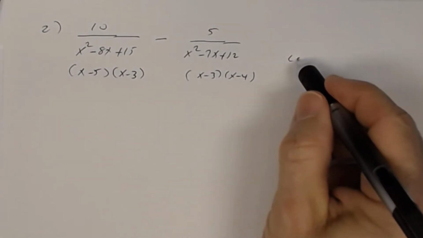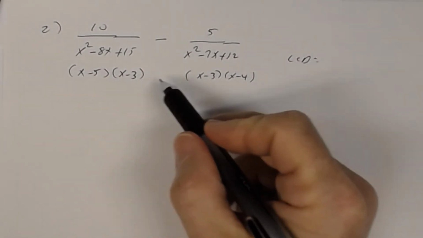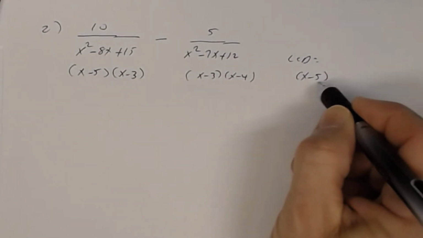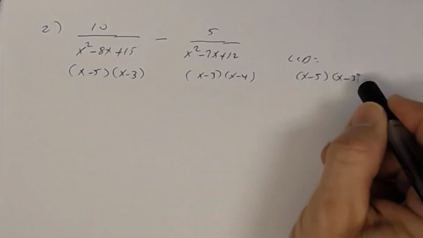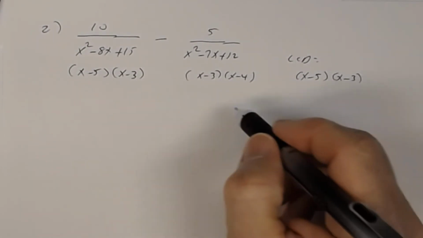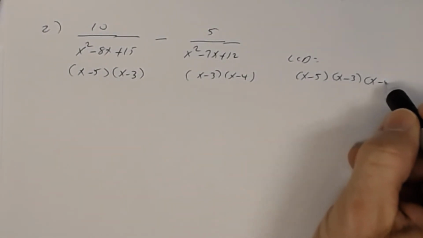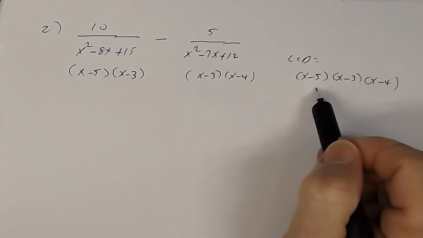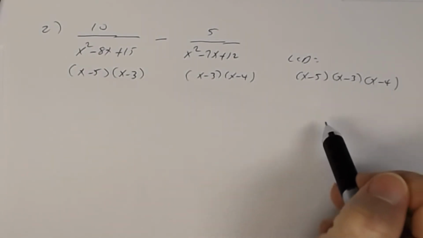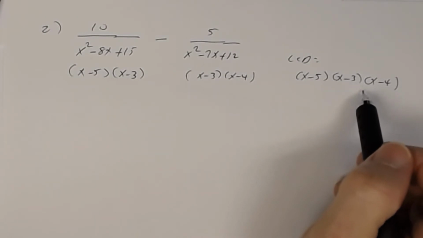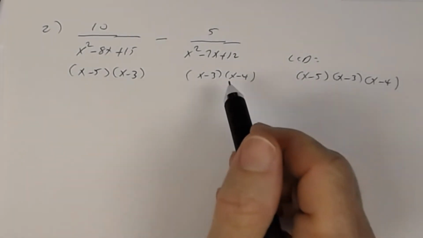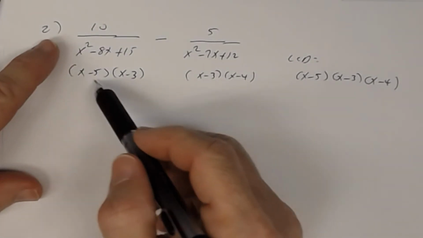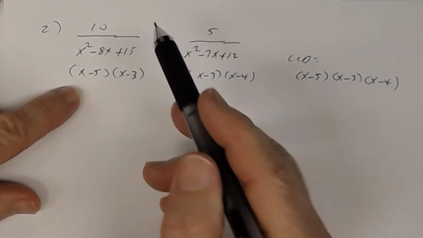So your least common denominator, remember, must include every factor that you see. I see an x minus 5, I need it. I see an x minus 3, I need it. I see an x minus 3, I already have it. I see an x minus 4, I need it. So in number 2, your least common denominator is made up of these 3 factors. Don't multiply that out. Leave that in factored form. So now what we're going to do is rewrite this rational expression with the denominator that's factored.